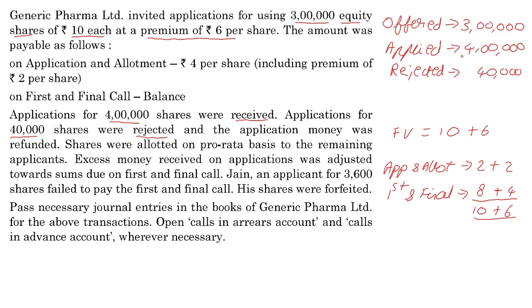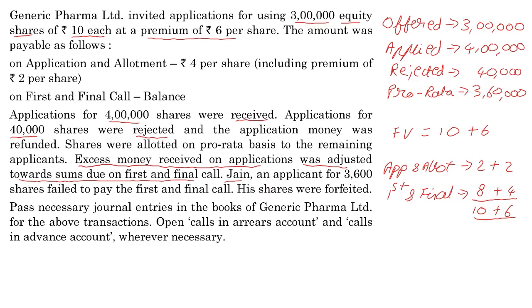So what is remaining? If you applied for 4 lakhs and 40,000 was rejected, then pro rata is going to be on the remaining 3 lakh 60,000. That means we need to adjust for the excess of 60,000, and that we'll do as we pass entries. They're telling us that excess money received on application was adjusted towards sums due on first and final call, because you've only got 2 levels: application and allotment and first and final call. Jain, an applicant for 3,600 shares, failed to pay the first and final call.